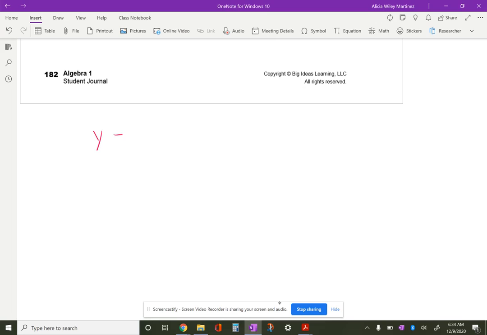If I have something written in that form, sometimes they will write it like this with the dot for multiplication. Sometimes they'll put parentheses around the exponent. It really does not matter. Sometimes they'll even put a parenthesis around the base like that. So a lot of different ways that you can see it.